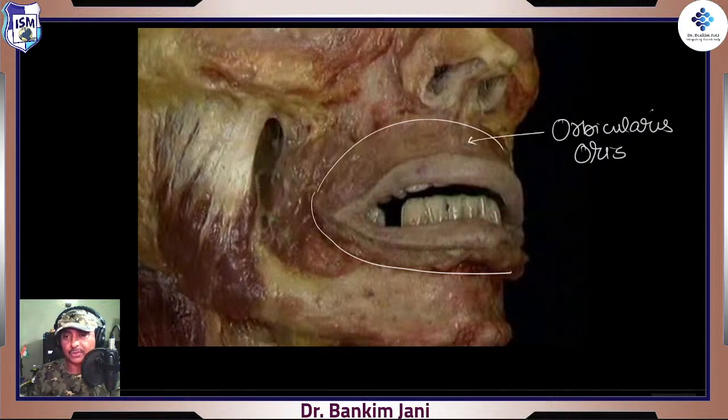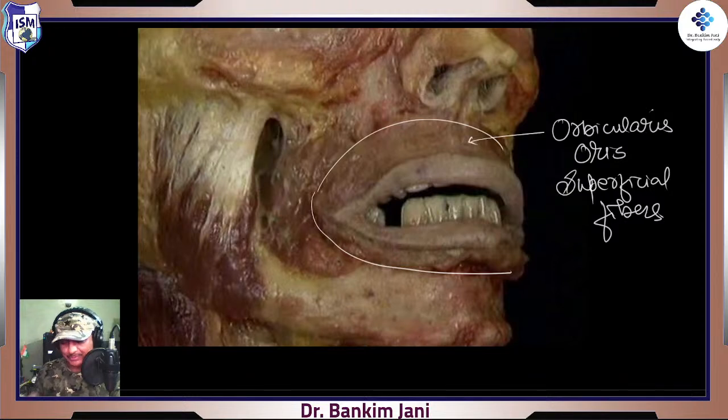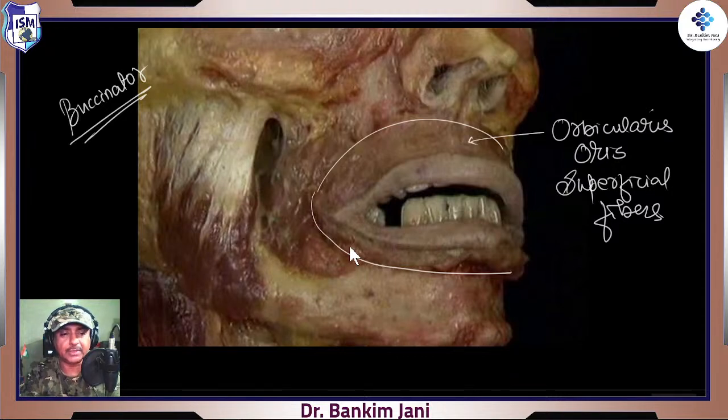Now in the same way, in this also, there are superficial and deep fibers. These are the superficial fibers, which are around the mouth or around the oral fissure. Okay, what about the deeper one? Now you know that muscle very well. The name of that muscle is buccinator, correct? Buccinator is the muscle which is preventing dilatation of the cheeks. So it is keeping the cheeks flat.